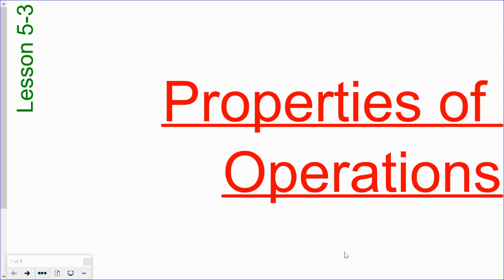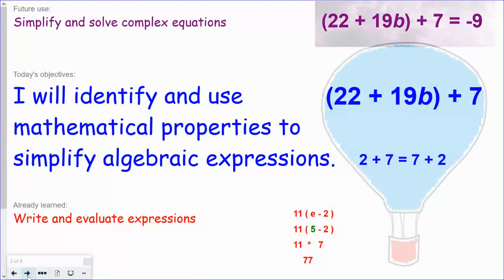All right, so today we are going to look at properties of operations. Now, some of these could be review for you, and then some of them could be new. Make sure you have your notebook out to take your notes, and then follow along throughout the lesson. Now, it's a video, so you can pause it whenever you need to. If you need to review back in your textbook, Chapter 5, Lesson 3, you can find this in your textbook as well. So today's objective is that you will identify and use mathematical properties to simplify algebraic expressions.